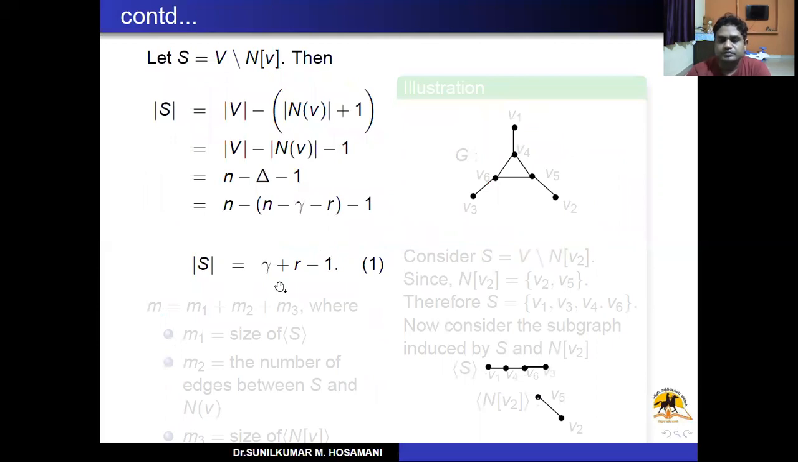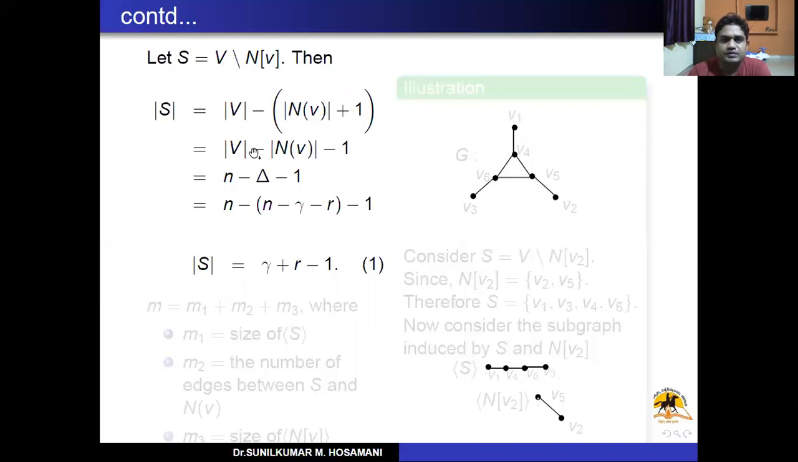So here we have to construct a set S by choosing some vertex in any given graph G. Okay, so let S be equal to the vertex set of G minus the closed neighborhood of that vertex. Now if I want to know the cardinality of S, then the cardinality of S is equal to the cardinality of V minus the cardinality of the closed neighborhood of V, which is the cardinality of the open neighborhood of V plus 1 here.